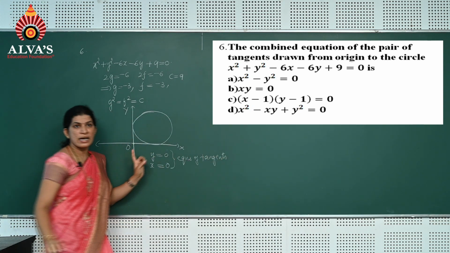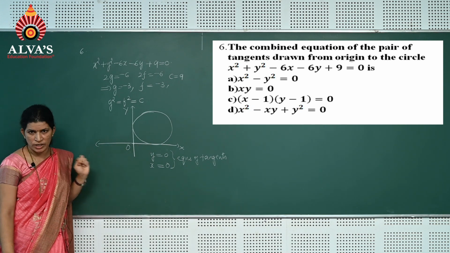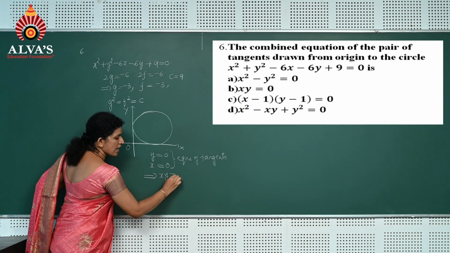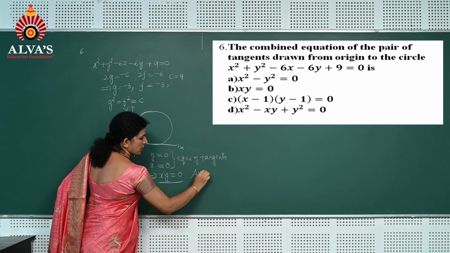We want the combined equation of the pair of tangents drawn from the origin to the given circle, so the combined equation is nothing but xy = 0, so the answer is B.